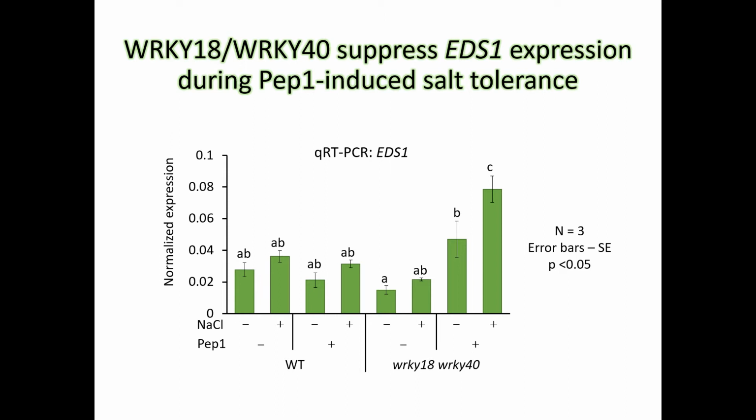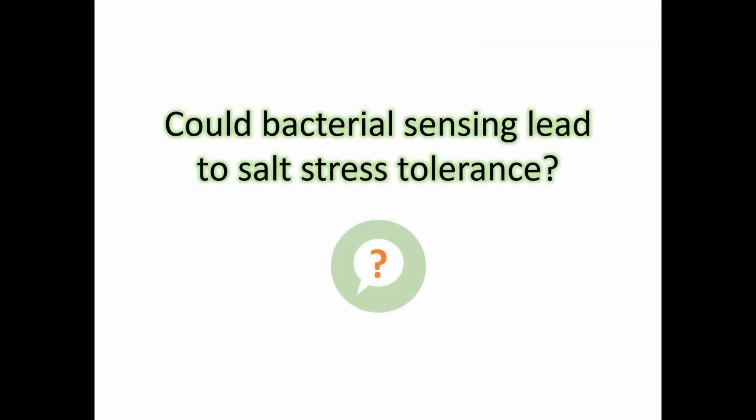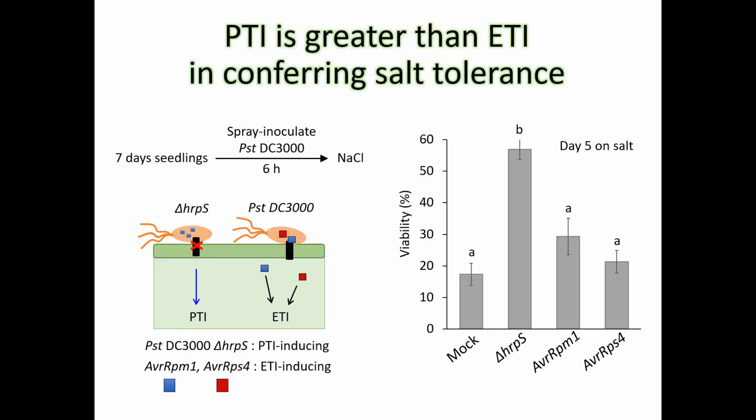Since all these assays were conducted under sterile conditions, our next question is, could bacterial sensing lead to salt stress tolerance? In order to test this, I sprayed inoculated seedlings with different strains of Pseudomonas syringae DC3000 before subjecting them to salt stress. The strains that we used were the PTI-inducing strain, hrcC, and two different ETI-inducing strains, avrRpm1 and avrRpt2. As you can see here, the PTI-inducing strain is capable of conferring salt tolerance. However, the two ETI-inducing strains were no different from mock-treated samples. So this tells us that PTI is greater than ETI in conferring salt tolerance.